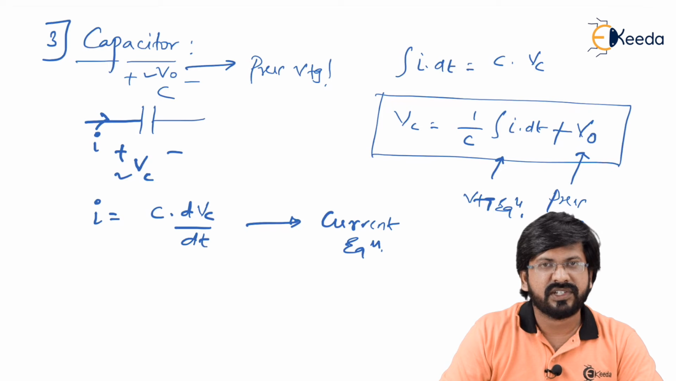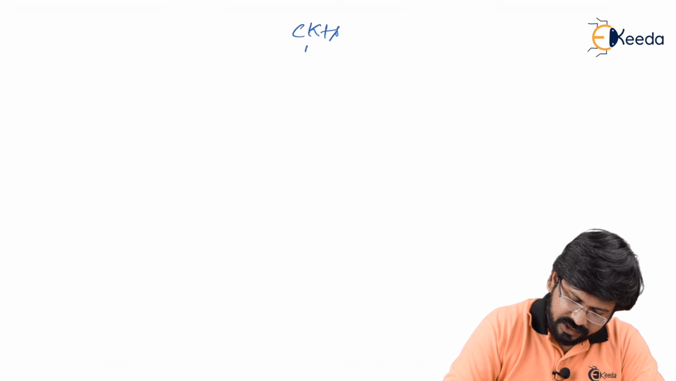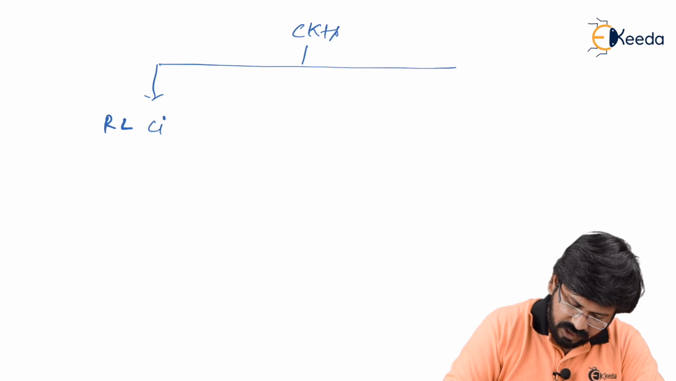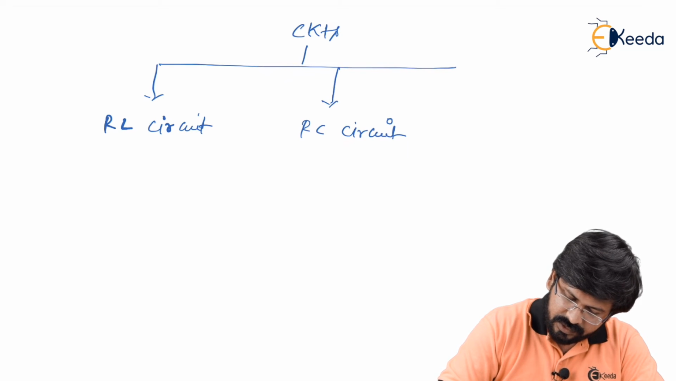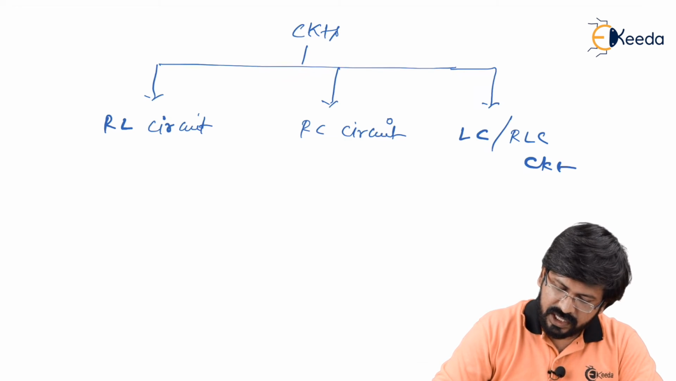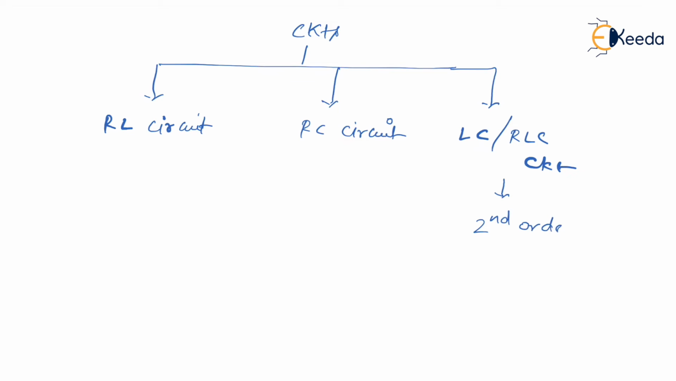Now we will move our discussion further to RL and RC circuits. See, your types of circuits are like this: RL circuit, RC circuit, and LC or RLC circuit. I'll categorize them the same way. When it comes to LC and RLC circuits, they are called second order circuits. So for second order circuits, we follow Laplace.